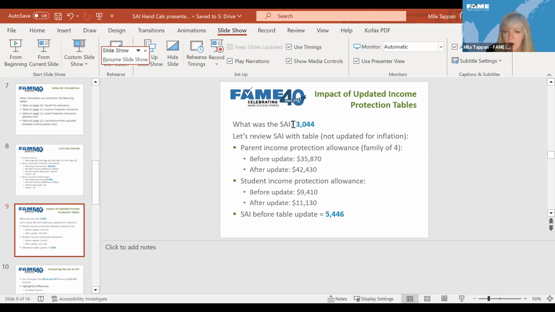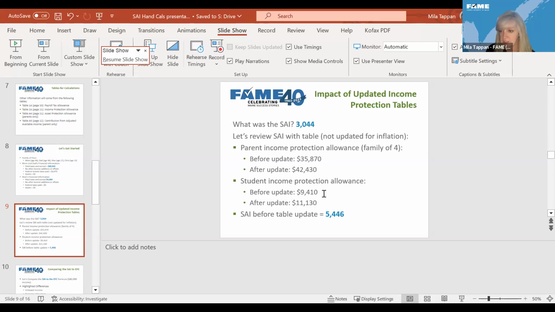So what we just saw was that the SAI in that scenario was 3,044. Now, I just wanted to briefly mention that when we talked about it in the opening session, those income protection allowances were increased, and we're all frustrated that there was that delay in FAFSA processing. But this is how much of a difference it made. The parents' income protection allowance before the update for inflation was 35,000 for a family of 4. And now it's 42,000. So basically, that's a significant amount of income that's now being protected.